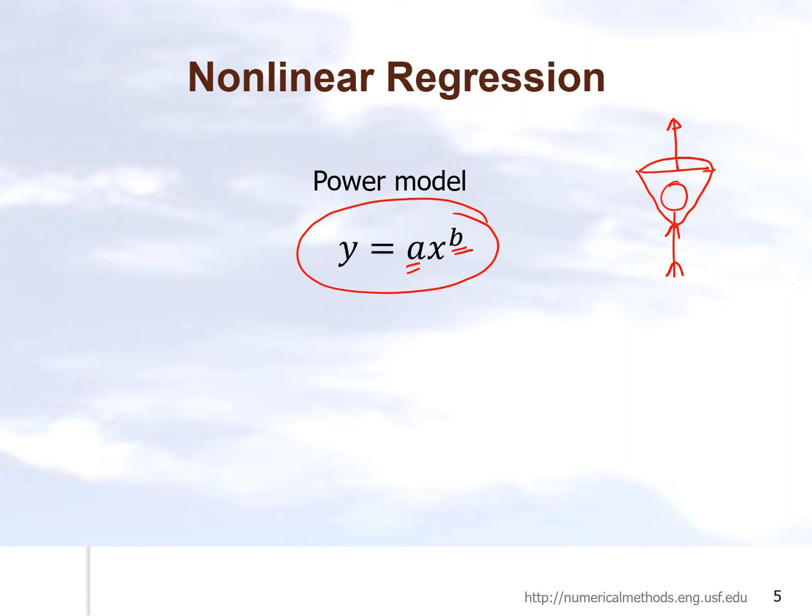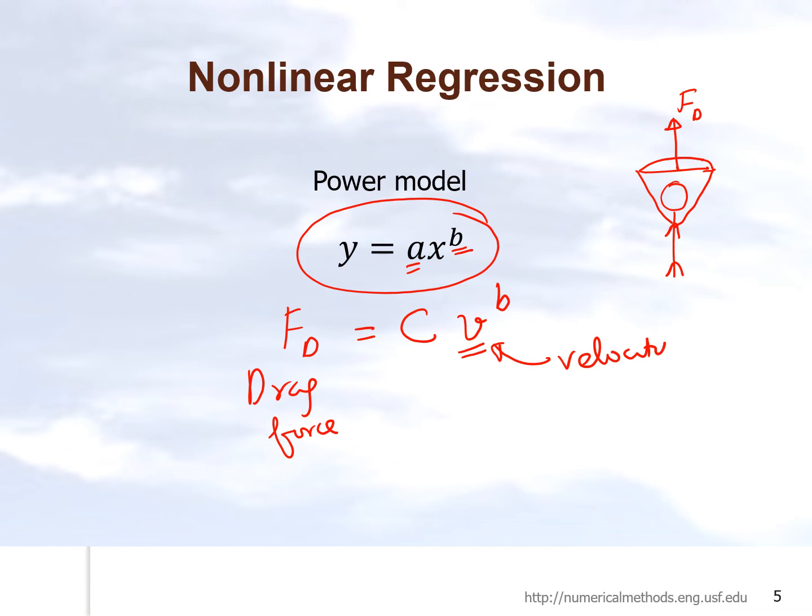You can see that on this particular parachute, there's going to be a drag force. This drag force is going to be given by some constant c times v raised to the power b, where v is simply the velocity with which the parachutist is falling down. So if somebody gives you the data of drag force as a function of velocity at different points, then you can calculate what these constants of the regression model are. For example, this is a measure of the drag coefficient of the parachute.